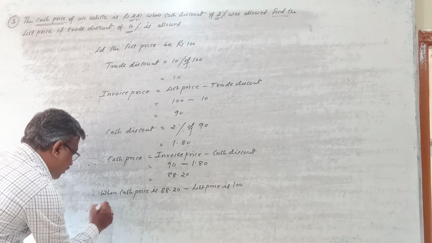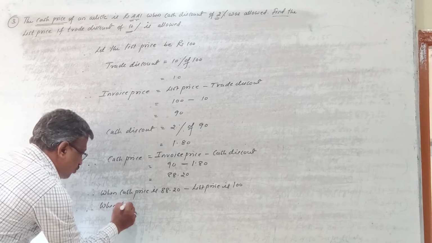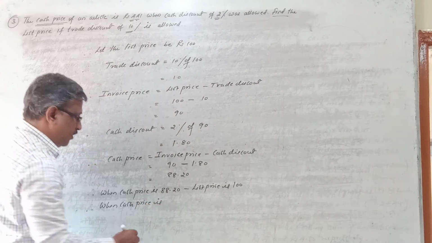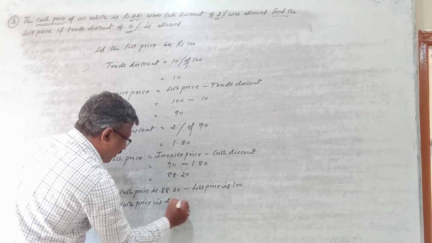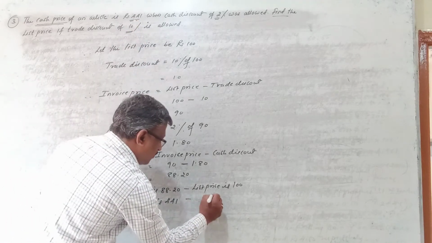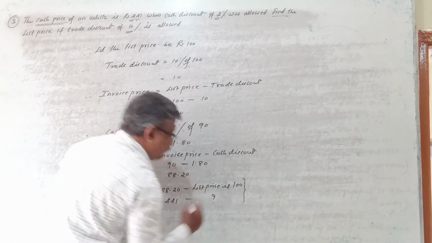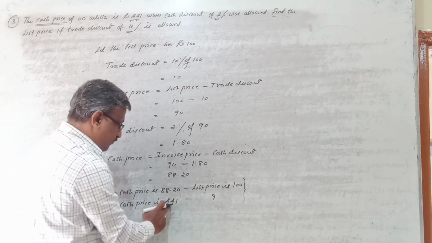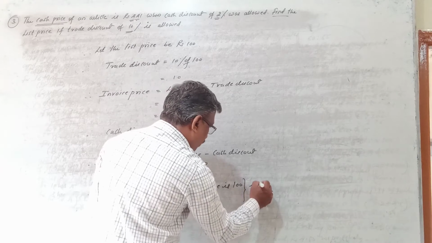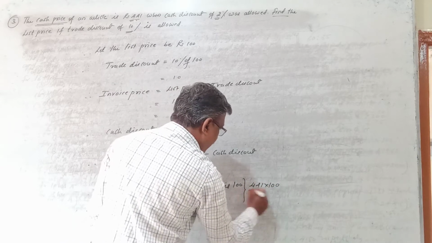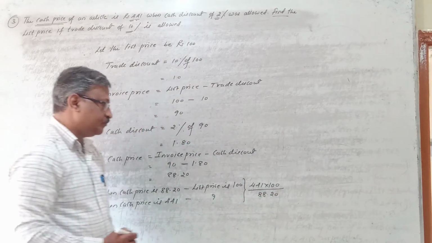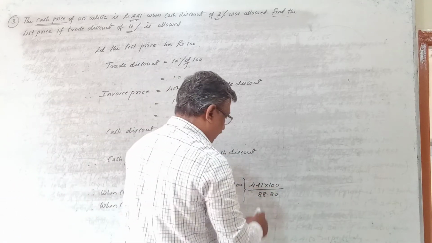So what I want is, when my actual cash price is rupees, how much is it? 441, which is given in the problem here. So what must be my least price? It is 441 into 100 divided by 88.20. So multiply 441 by 100 and divide by 88.20.